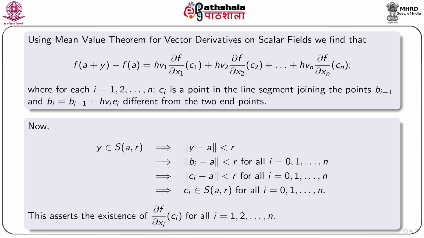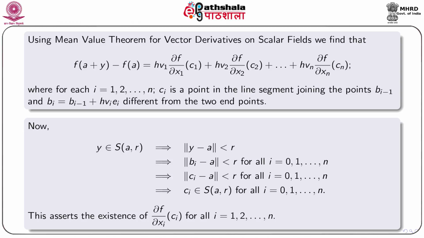Now, we are going to use the mean value theorem for partial derivatives of scalar fields, applied to f for each member on the right hand side. So, we have f(a+y) − f(a) = hv₁ ∂f/∂x₁ at c₁ + hv₂ ∂f/∂x₂ at c₂ + ... + hvₙ ∂f/∂xₙ at cₙ, where for each possible i, cᵢ is a point in the line segment joining the points bᵢ₋₁ and bᵢ, but cᵢ must be different from the points bᵢ₋₁ and bᵢ which lie at the end.